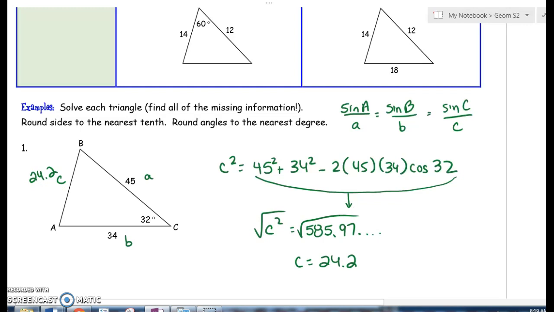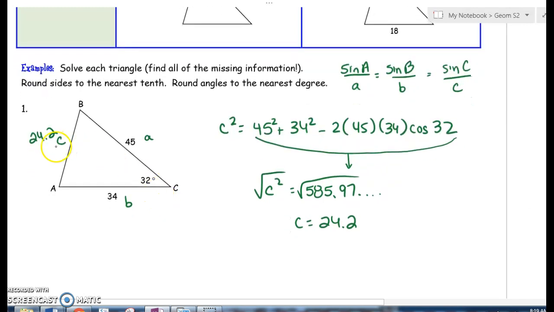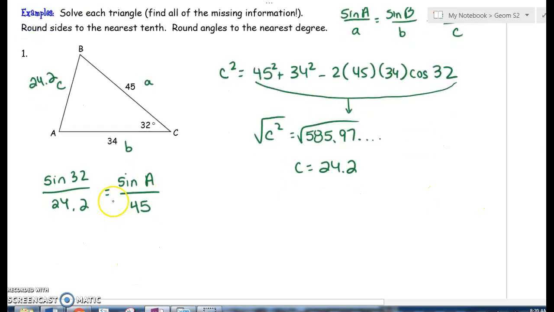All right. Once we know C, now we know an angle and a side across from it, and so now we can do the problems kind of like we did yesterday. We can use the law of sines. So we can use sine of angle C, 32, over side C, 24.2. And then we can either do A or B first, it doesn't matter. I'm going to do A. So the sine of angle A, which we don't know yet, over side A, 45.